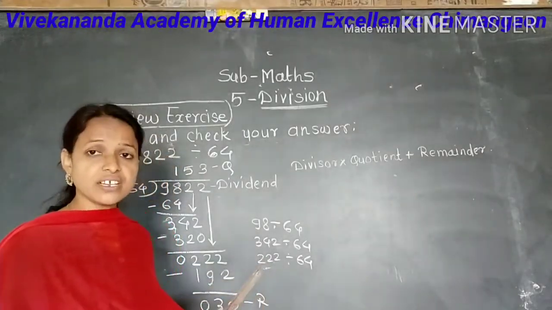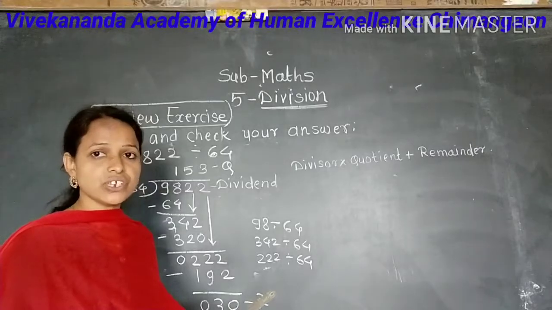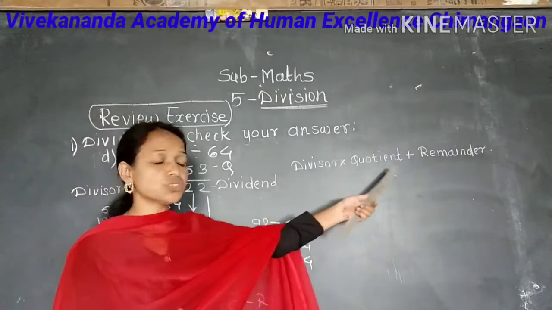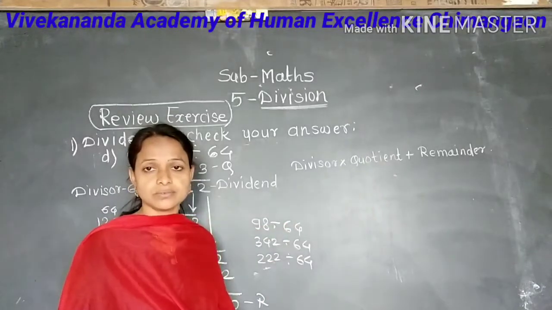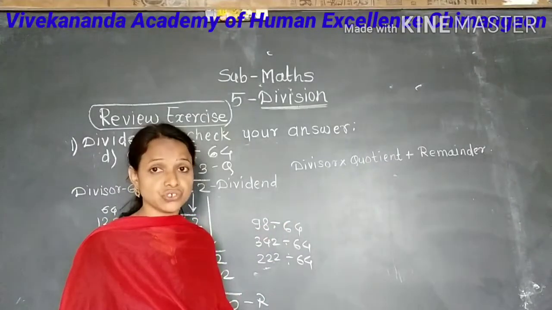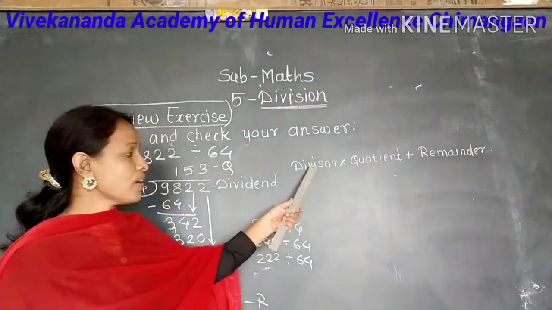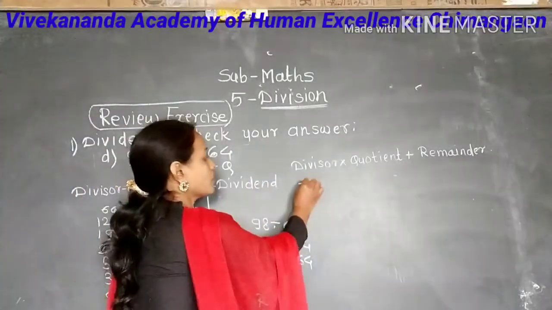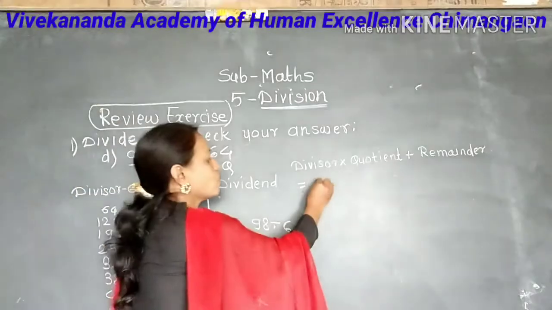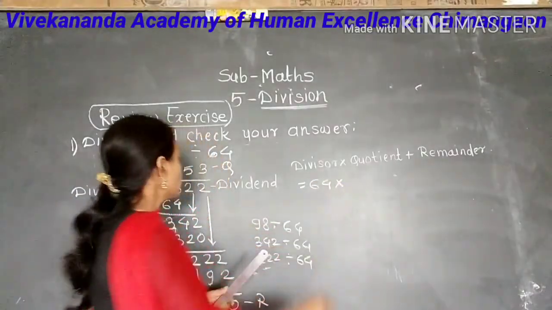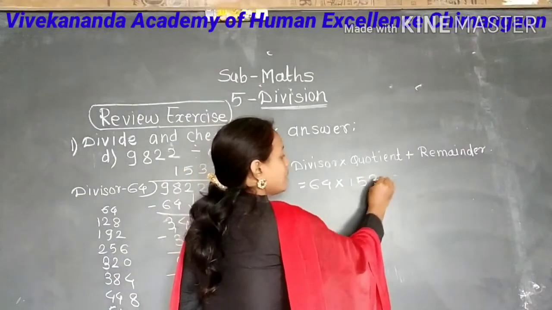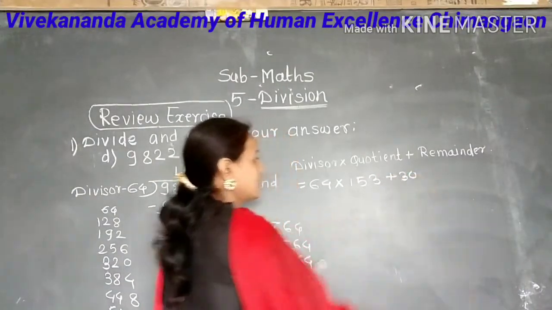Now we'll check our answer by division algorithm. Divisor into quotient plus remainder is equal to dividend. We have to check. So we will put value of divisor, quotient and remainder in this division algorithm. Divisor 64. Quotient 153. And remainder 30.